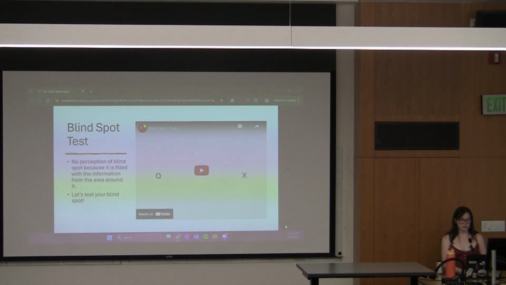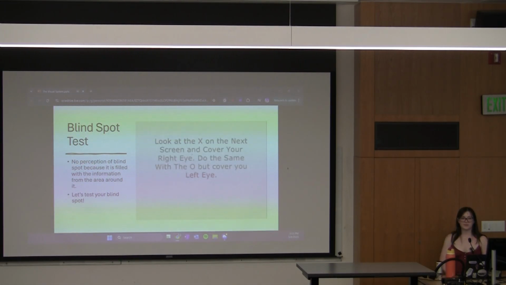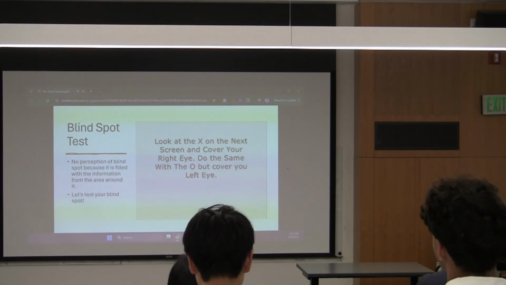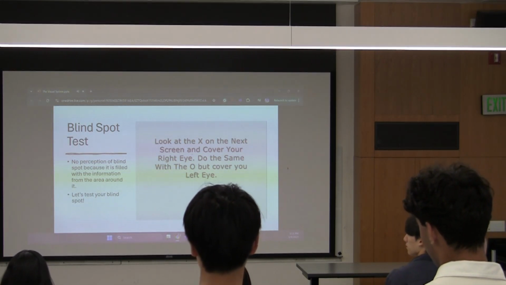So a quick test we can do for the blind spot. This might not work, but you might need to stand up to get it to work. Yeah, you kind of have to move back and forth. And if it doesn't work, you can look this up after because it is really cool.